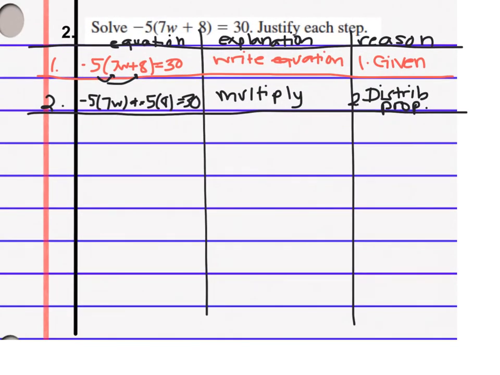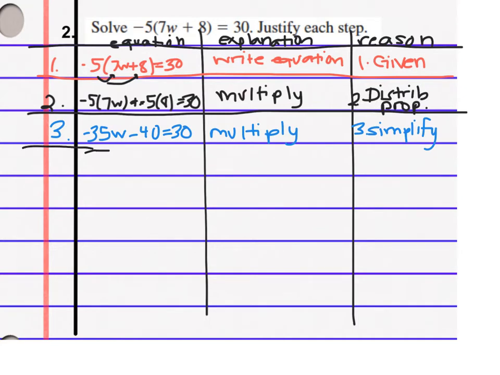Okay, next let's actually multiply and simplify that out. So I'm going to get -35w minus 40 equals 30. What did I do? I multiplied it and I simplified. All right, next, if you had an equation that looked like this, -35w minus 40 equals 30, what would you do next? Hopefully you're saying add 40 to each side.